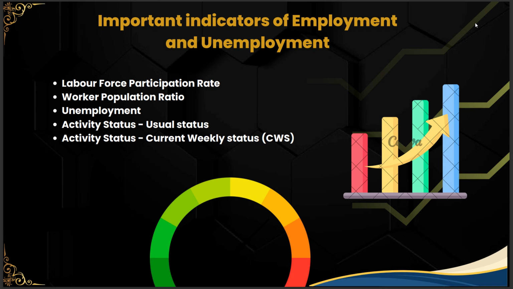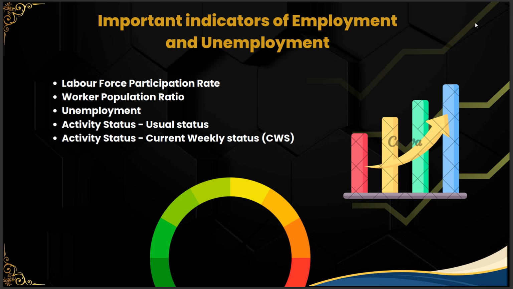See, let me explain it again. There is a country which has a population of 100 people, out of which 50 people are eligible for working. That is the labor force participation rate. Out of that, 25 people are working. That is the worker population ratio. And 25 people are not working but are available in the labor force. They can work but they are not employed. So that is unemployment. That remaining 25 is the unemployment rate.